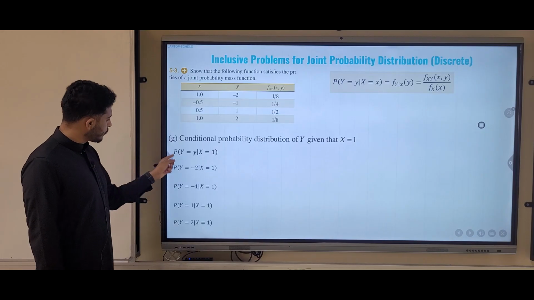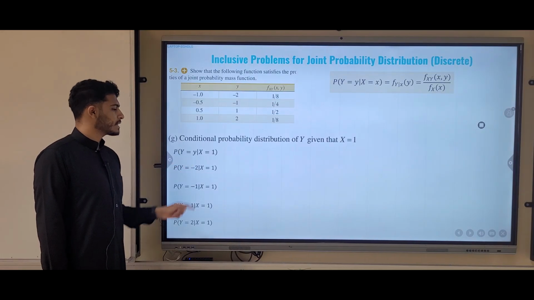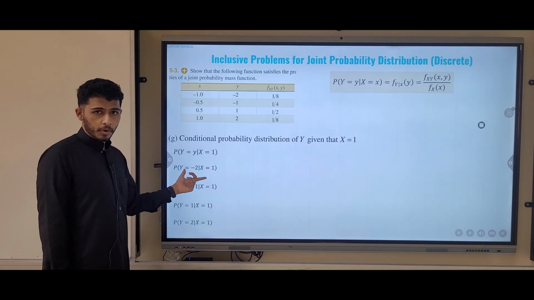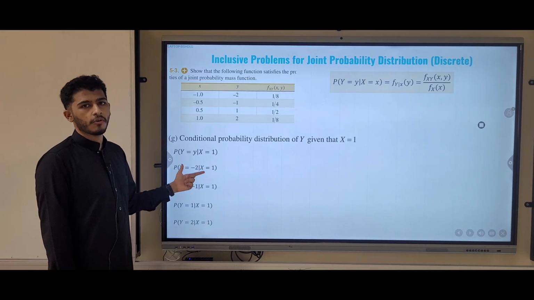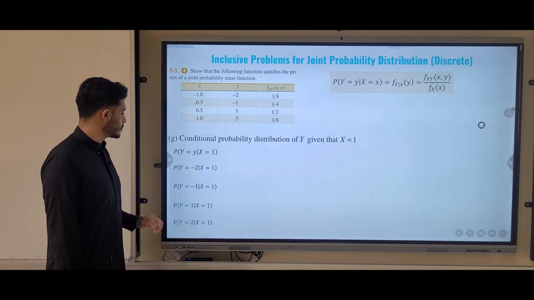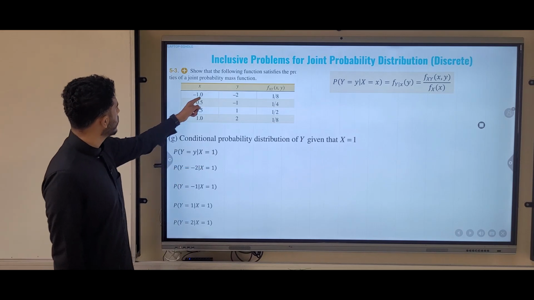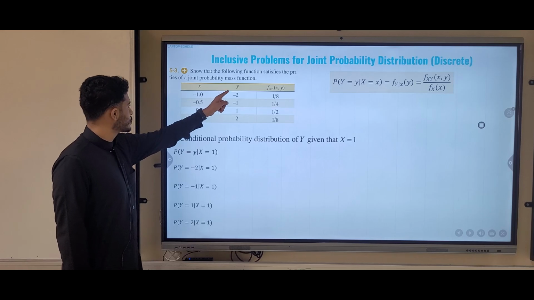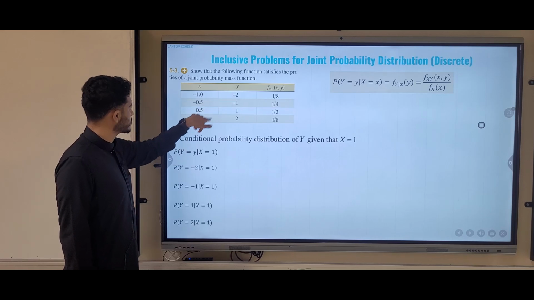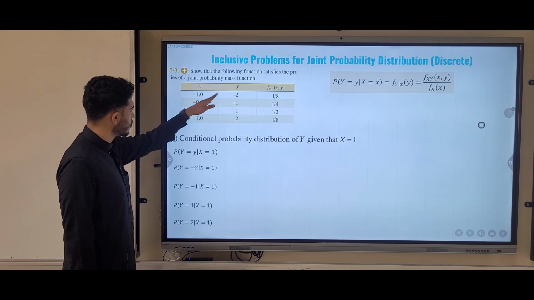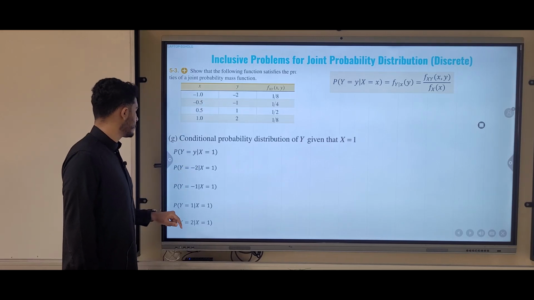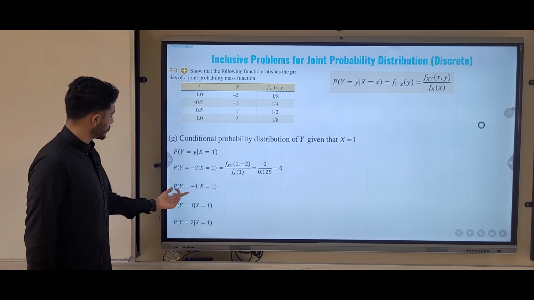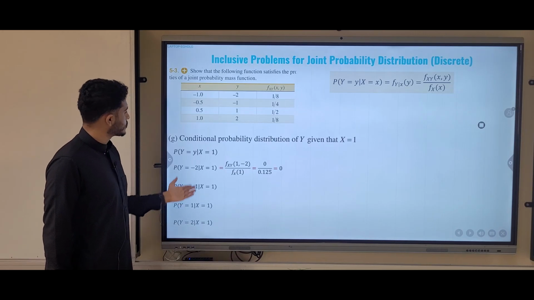So for this case, probability of y equals minus 2 and x equals 1, we have to first find the intersection of them and then divide it by the marginal. If we find the intersection between minus 2 and 1, there is nothing between them. There's no common thing between them. So this should be 0. Without even finding the marginal, you should know that it should end up 0. You can do that also for y equals minus 1, x equals 1.